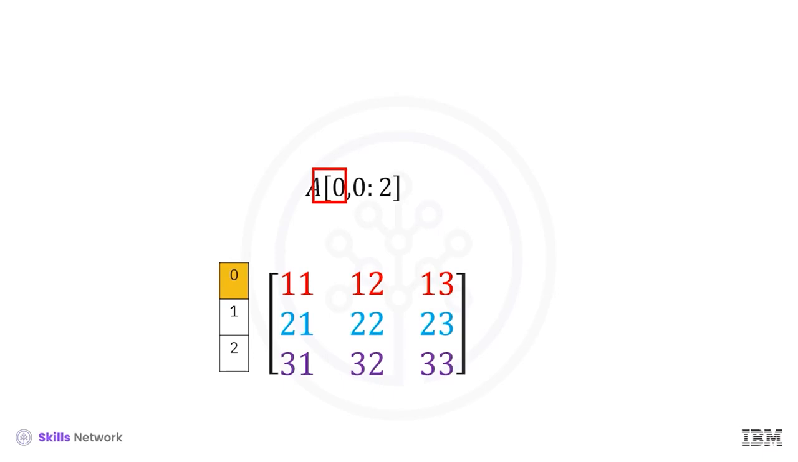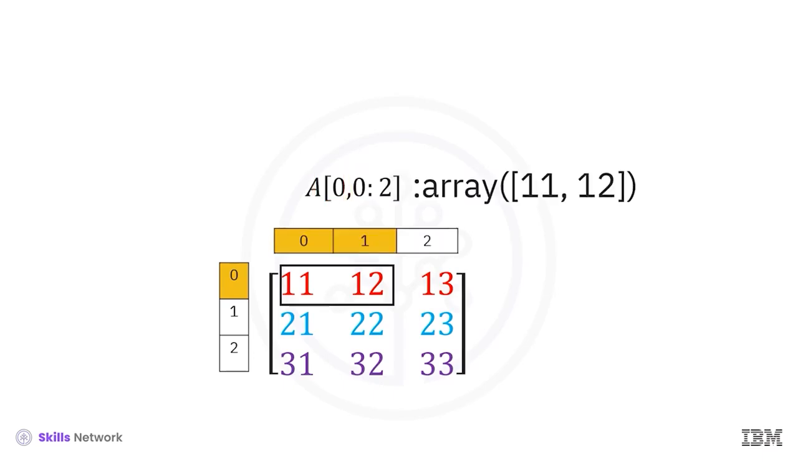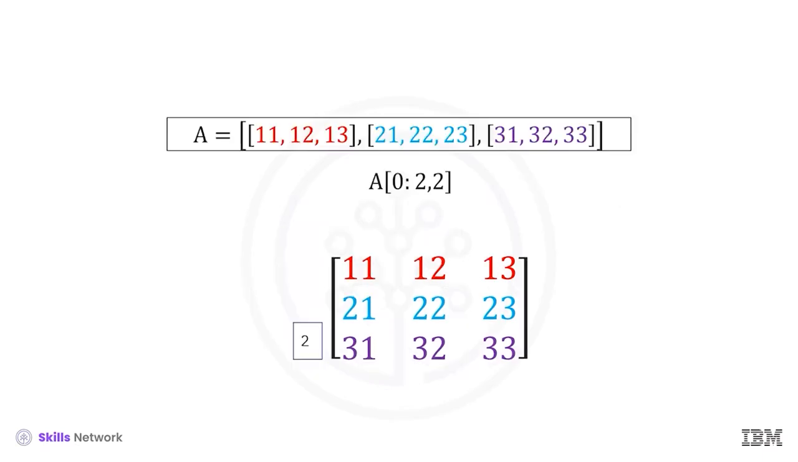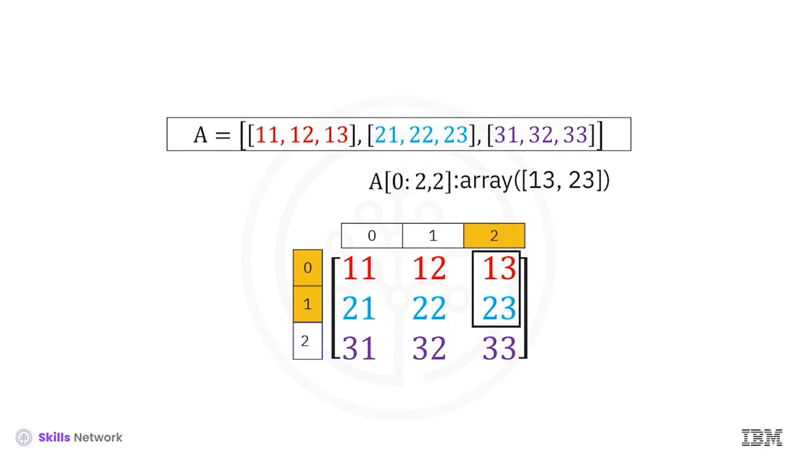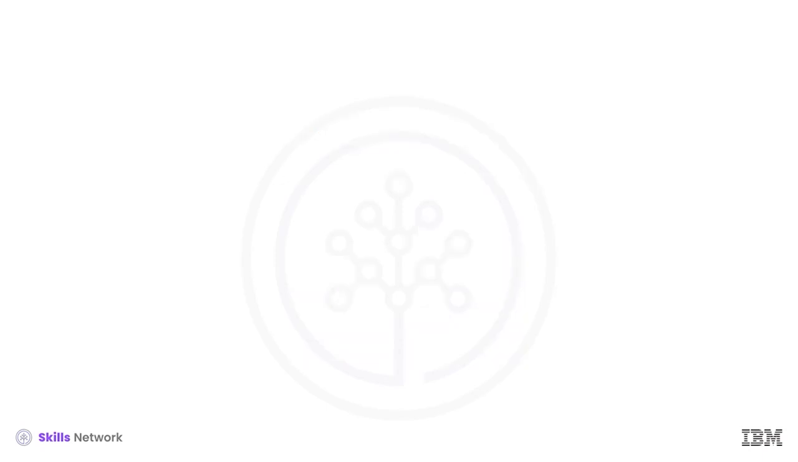The first index corresponds to the first row. The second index accesses the first 2 columns. Consider this example. The first index corresponds to the first 2 rows. The second index accesses the last column. We can also add arrays. The process is identical to matrix addition.